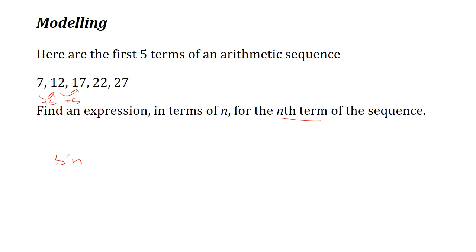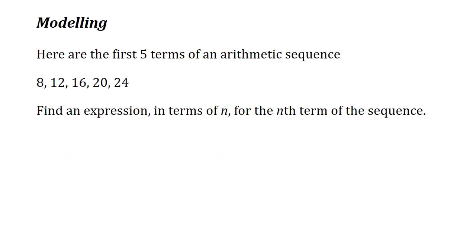Now, 5n describes the 5 times table, which is not our sequence. Our sequence goes up in 5s, so it's like the 5 times table, but it's not. What we need to do is compare our sequence with 5n and see how it's different. If you compare the first terms, and then the second terms, and then the third terms, you should see that our sequence is 2 more than the corresponding term of the 5 times table. So our nth term is 5n plus 2.